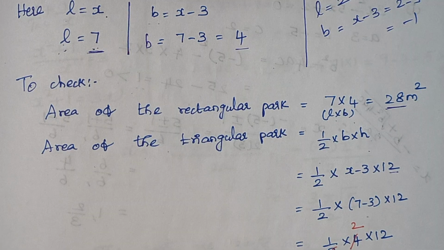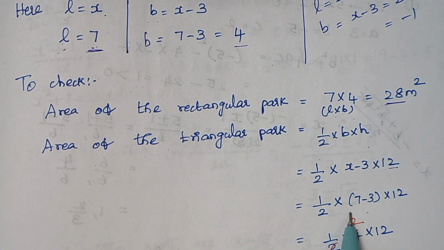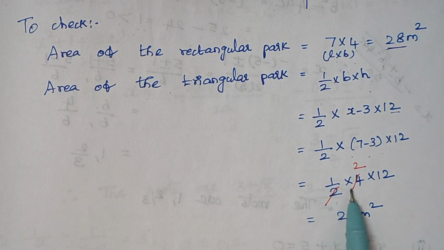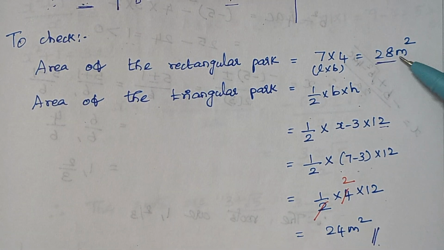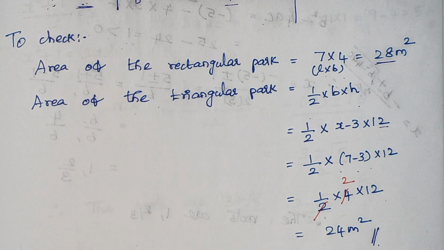Here it is x minus 3. The value of x is 7. So 7 minus 3. When you simplify, it is 1 by 2 into 4 into 12. So here it is 24 meter square. Now when you compare the areas, it is clearly given in the problem that the area of the rectangle is 4 meter more than the area of the triangle. So here the area of the triangle is 24. When you add 4, we get 28. So the answer which we got is exactly correct.